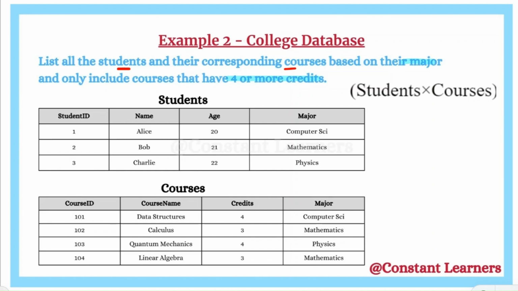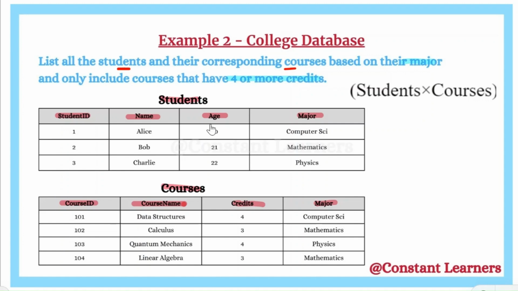Now here we have two tables. We have the students table and the courses table. In the students table, we have 4 columns: student ID, name, age, and major. And here we have the course ID, course name, credits, and major, right? Now we need to combine these two tables so that we know which student is associated with which course. Correct? Now, how are we going to do that?